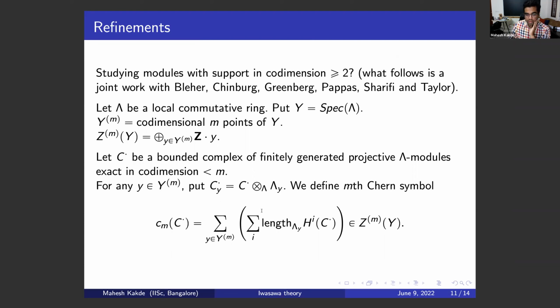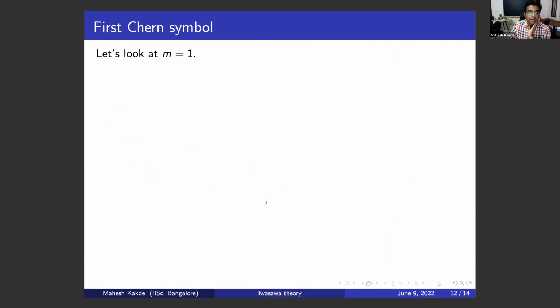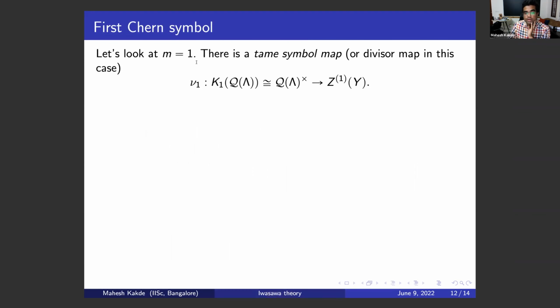Okay, this is just some invariant that one attaches to complexes with support in codimension m or more. So let's look at what happens when m is equal to 1. We can already bring in some K groups. There's a map from K1 of Q lambda, which is simply the units in Q lambda, to this. This is just the divisor map, right? You take any non-zero function, you look at its order at any height 1 prime ideal, and you take that linear combination.